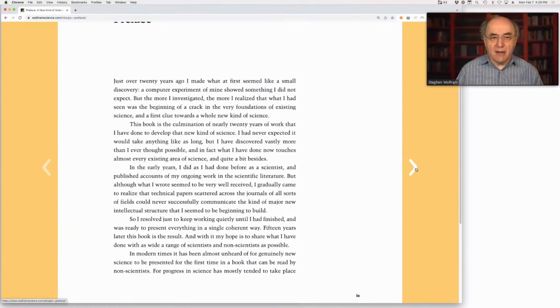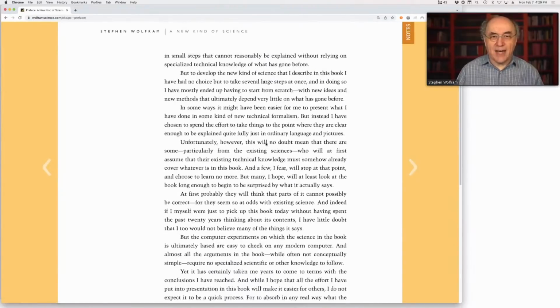And I think I was very well aware of the fact that it was more difficult for me to do that than to use technical formalism. But I'm proud of the fact that I managed to do it. Unfortunately, however, I say this will no doubt mean that there are some, particularly from the existing sciences, who will at first assume that their existing technical knowledge must somehow already cover what is in the book. And a few, I fear, will stop at that point and choose to learn no more, etc.